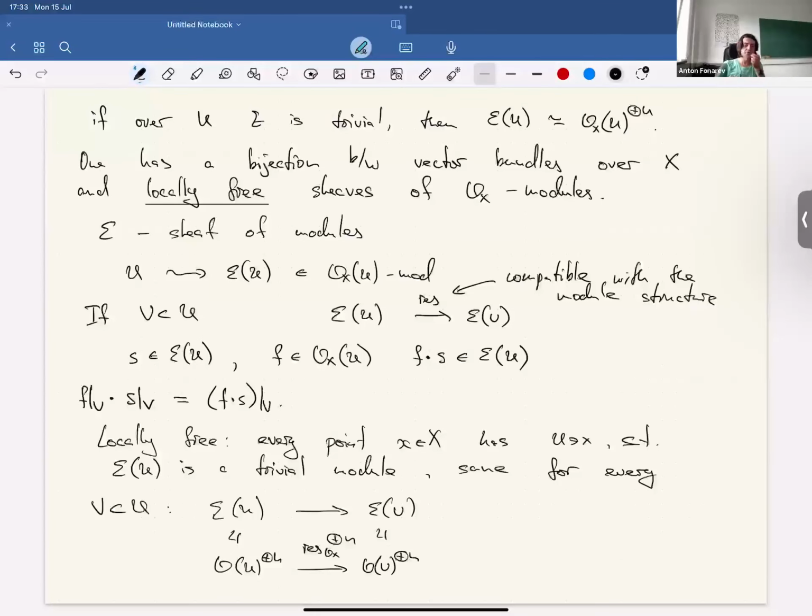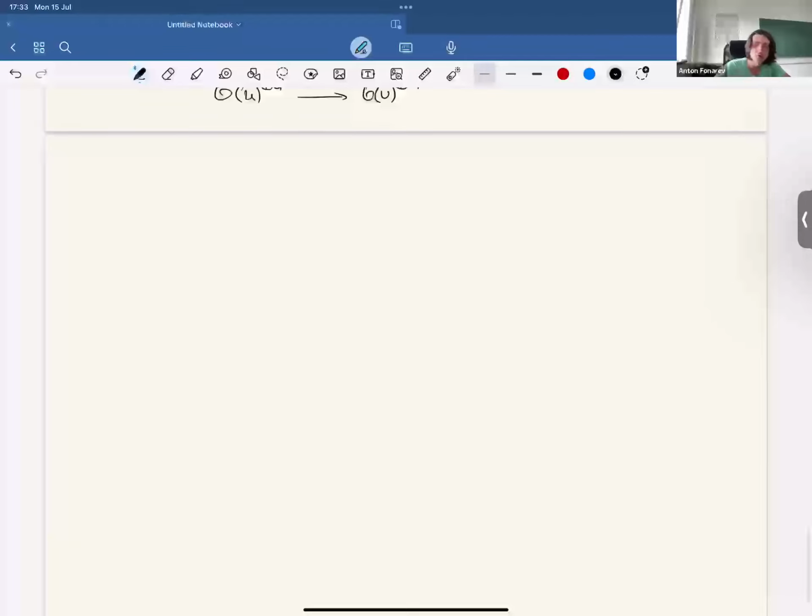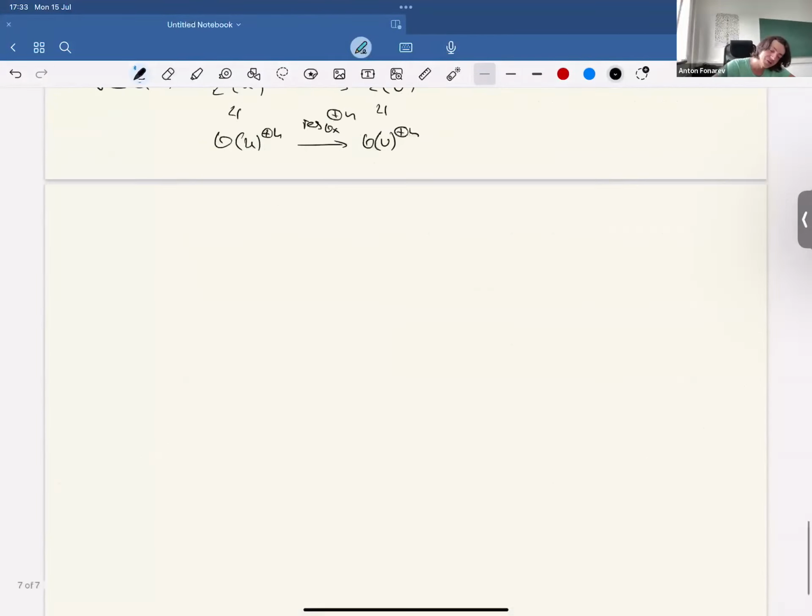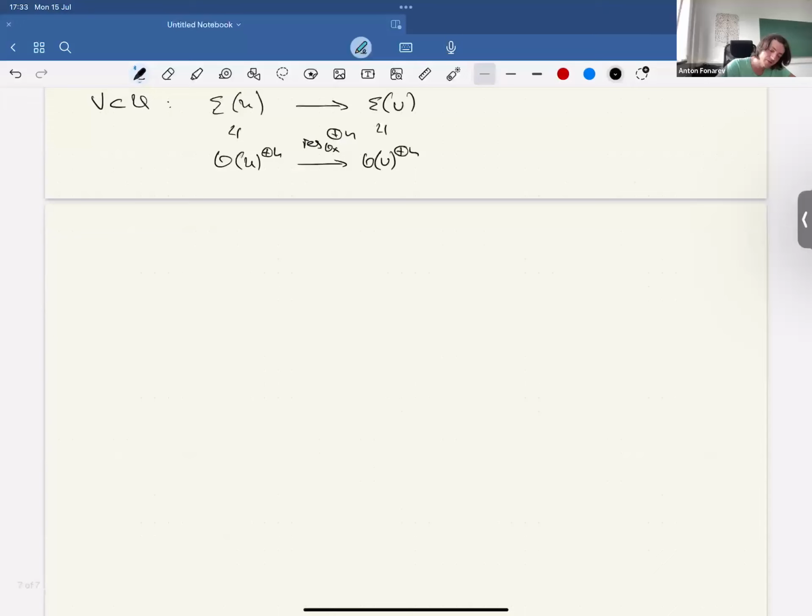So I'm slowly approaching the definition that everyone or most of you probably know, but this is again for the sake of maybe historical development, or for those who have not seen it or don't remember it very well. So there is a nice property of such sheaves of modules.